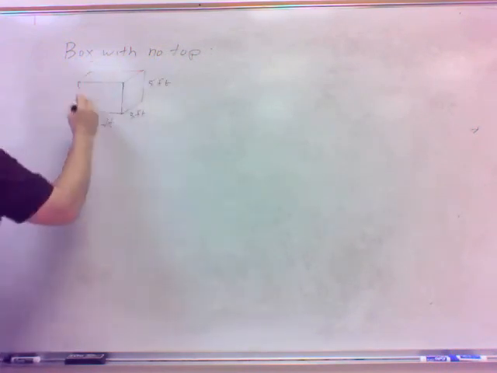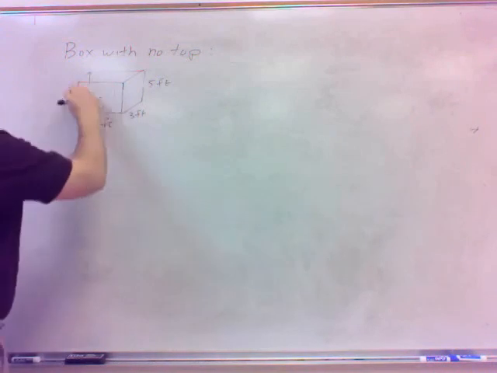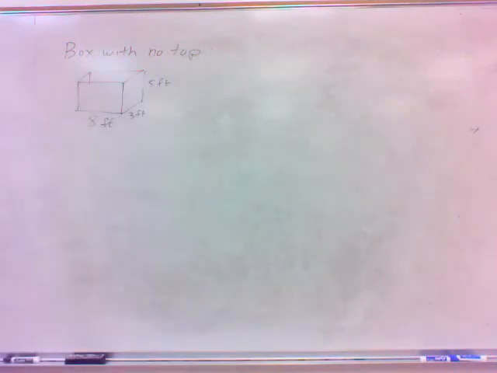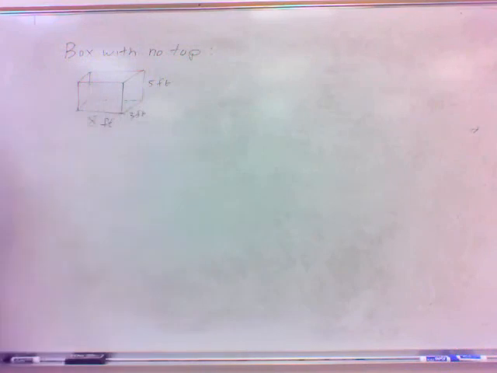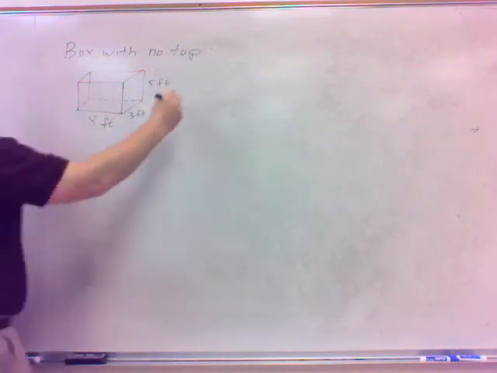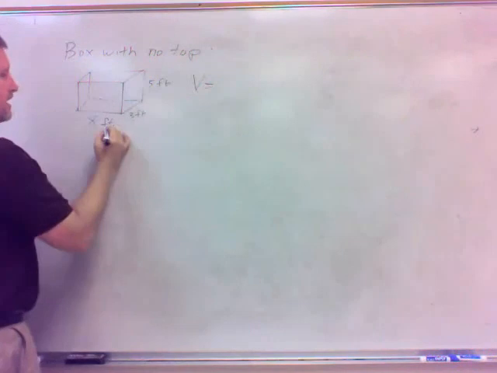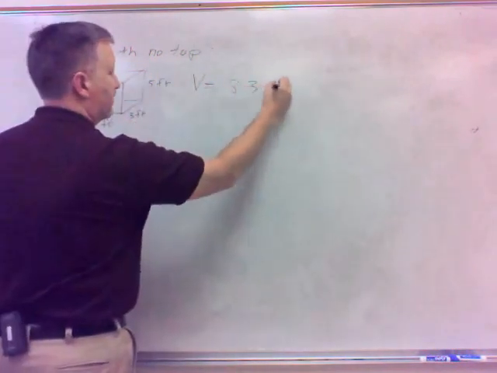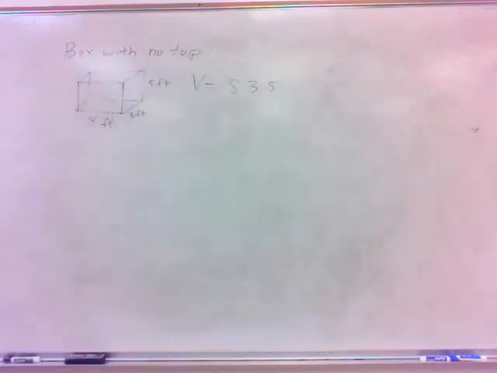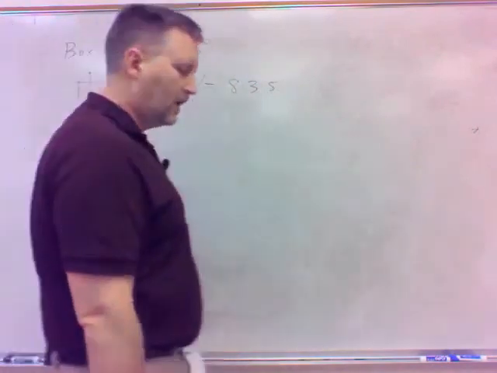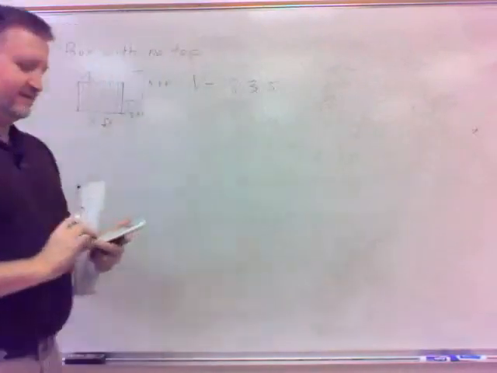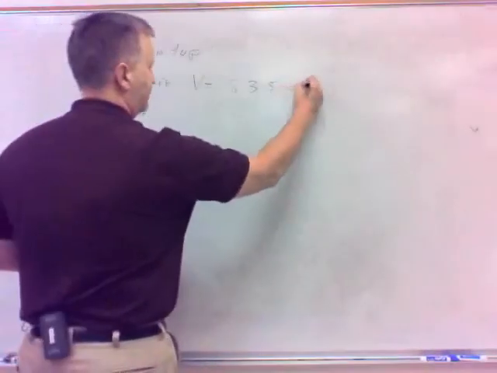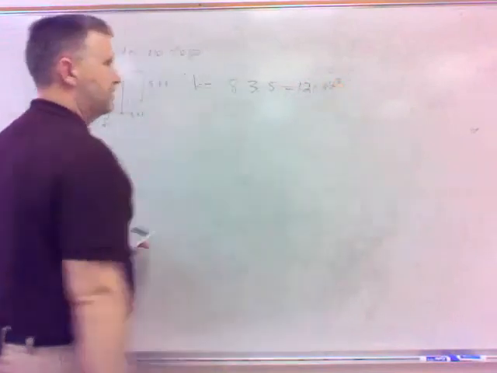But it doesn't have a top. Okay? So the top's not there, it just has the other sides. It does have the bottom and the sides and all that. Volume-wise, it'd still be length times width times height. 8 times 3 times 5. No problem there. That would be 24 times 5. All right, 24 times 5 is 120. Okay, and that would be cubic units.